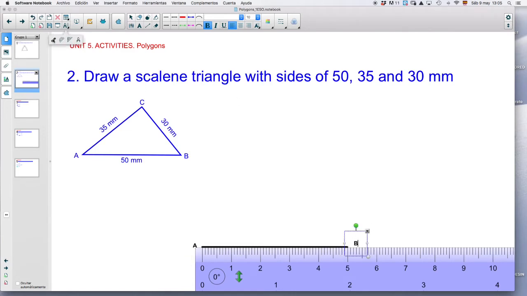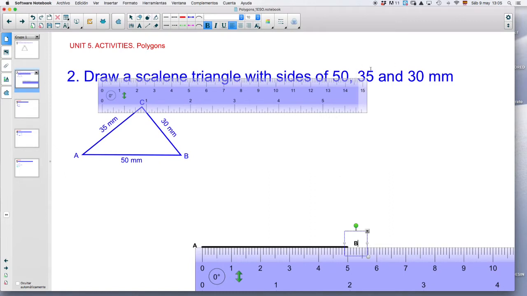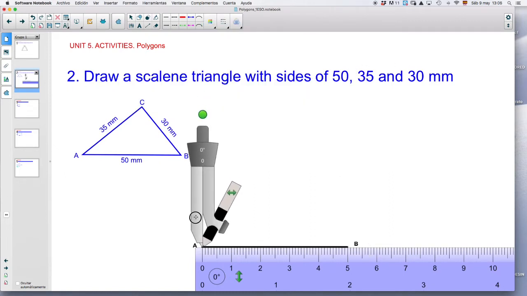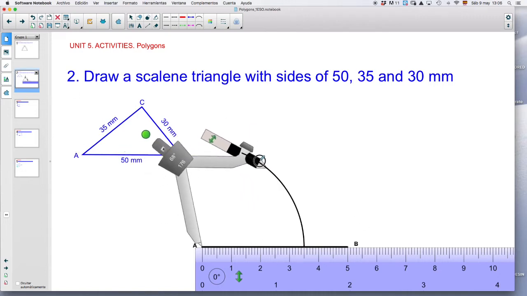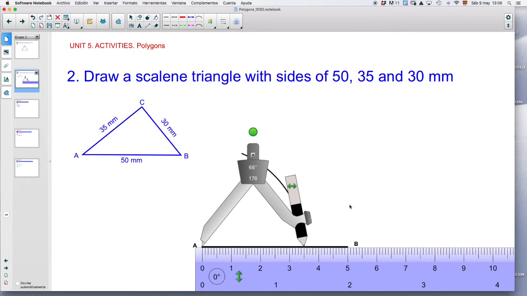Get the compass and open the compass 35 millimeters. That is, the point of the compass should be on 0 and the lead of the compass at 3.5 centimeters. It doesn't really matter if you make the arc radius 35 from endpoint A or from endpoint B. Just make sure that once you make the arc, the other one is from the other endpoint. I will make it from A. So this is the arc radius 35.